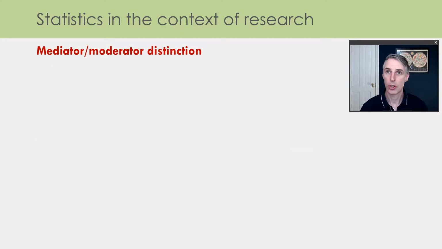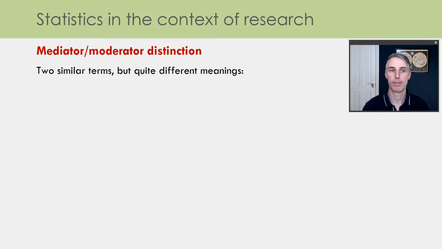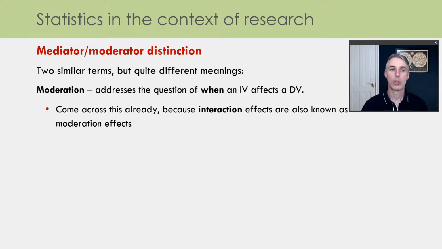Okay. At this juncture, I want to clarify a really important distinction that can, in the first instance, be a little bit confusing. And that's the distinction between a mediator and a moderator, or mediation and moderation. Now, these are quite similar terms, but they have quite different meanings and specific meanings in statistical terms. So moderation, I'll start with moderation, partly because we've come across moderation already in this lecture series.